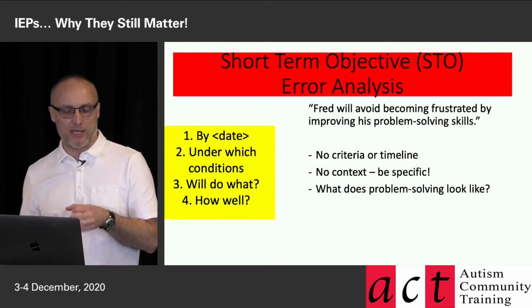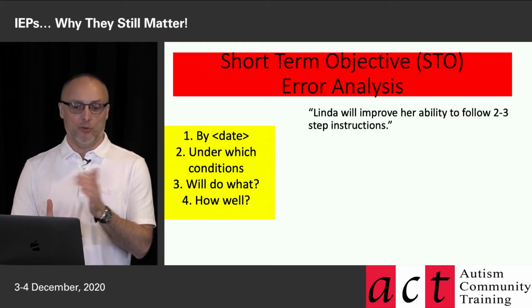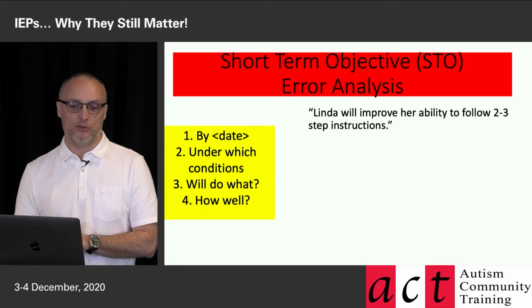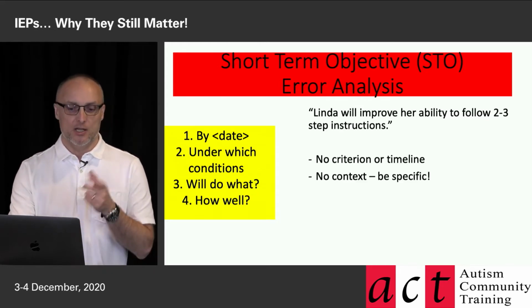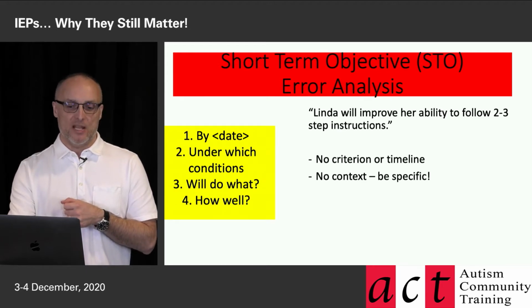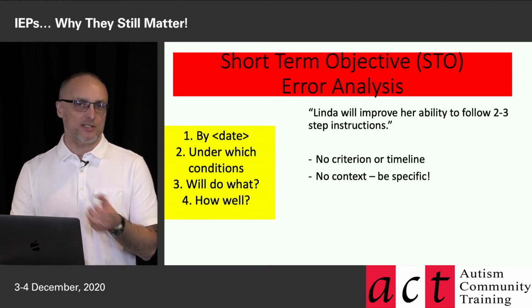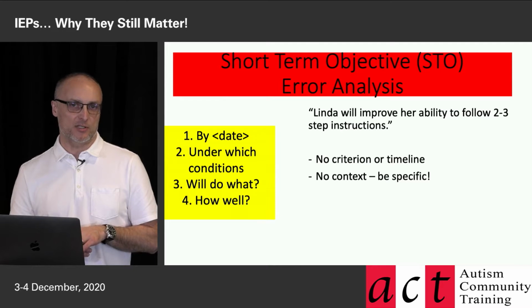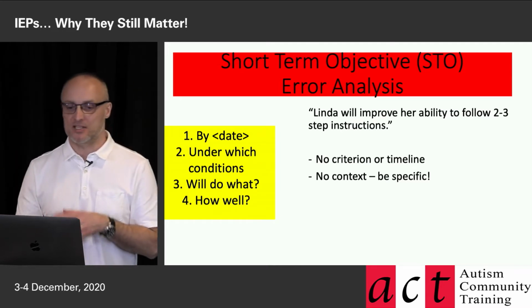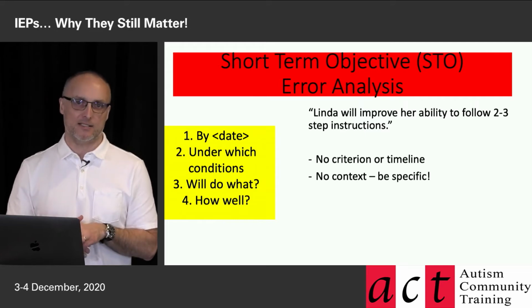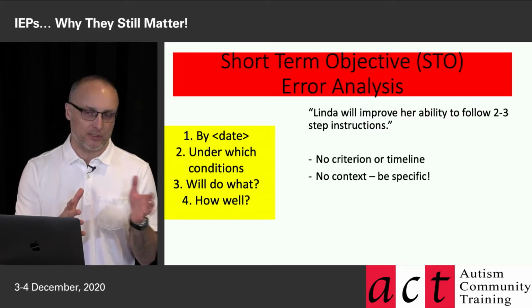Our students are behind. Linda will improve her ability to follow 2 to 3 step instructions. Partially okay, but there are limitations. No criterion or timeline, and no context, right? In which context will she follow 2 to 3 step instructions? Is this the gym teacher giving instructions for how to play a game? Is this multi-step instructions in a home ec class? Is this putting your stuff away in a kindergarten classroom?